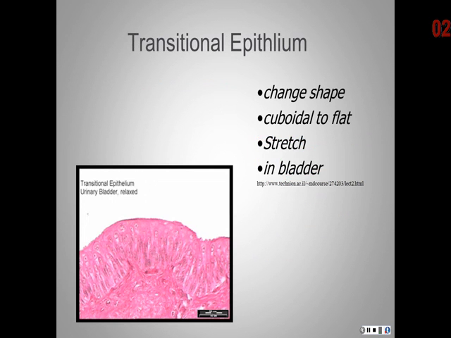Transitional epithelium has the ability to change shape. They may appear anywhere from cube-shaped to flat, giving the tissue the ability to stretch. These are found in the urinary bladder.